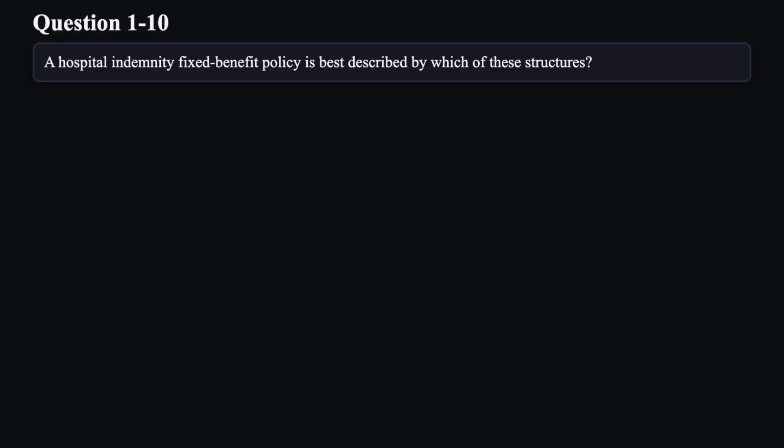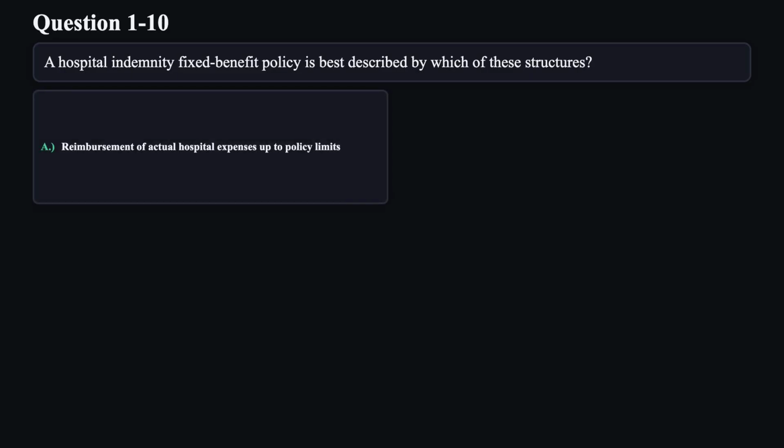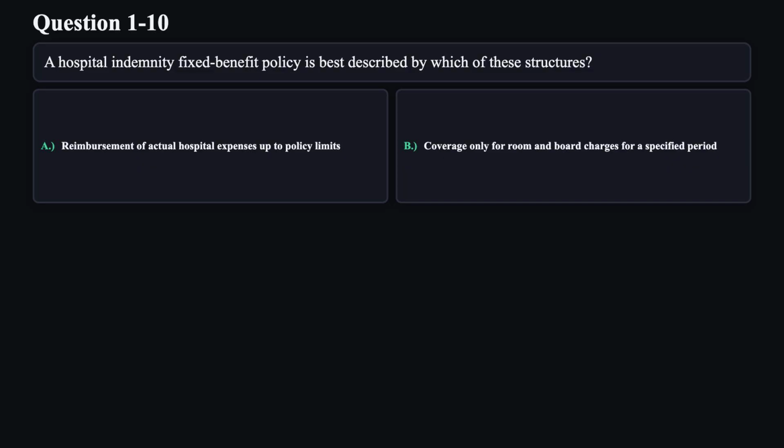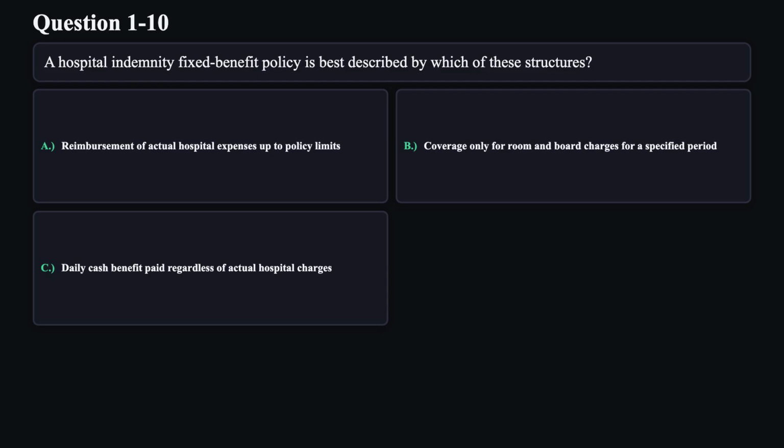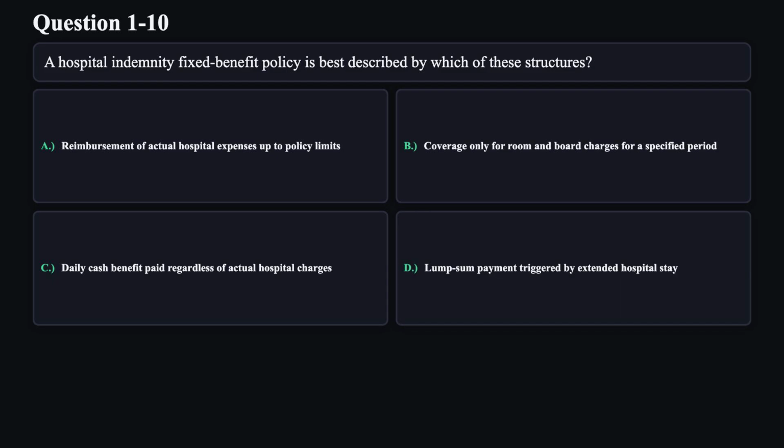Question 10. A hospital indemnity fixed benefit policy is best described by which of these structures? A. Reimbursement of actual hospital expenses up to policy limits. B. Coverage only for room and board charges for a specified period. C. Daily cash benefit paid regardless of actual hospital charges. D. Lump sum payment triggered by extended hospital stay.